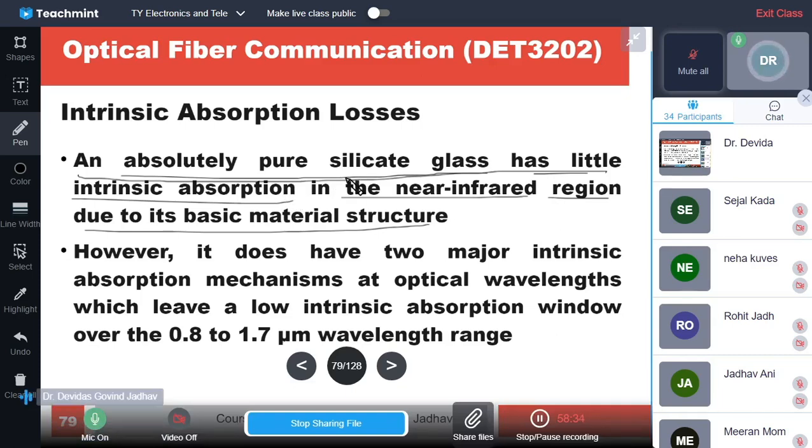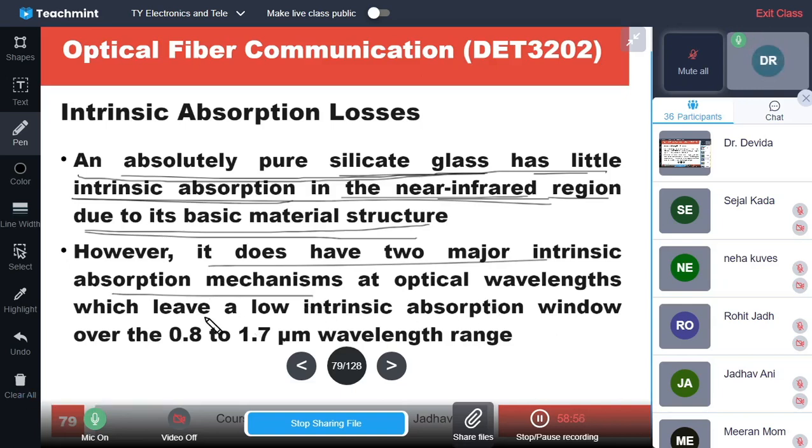In case of pure silica glass, intrinsic absorption is in the near infrared region, because silica glass matches with the near infrared wavelengths. This is due to the material structure. However, it does have two major intrinsic absorption mechanisms at wavelengths which leave a low intrinsic absorption window over the 0.8 to 1.7 micrometer wavelength range. This is important.